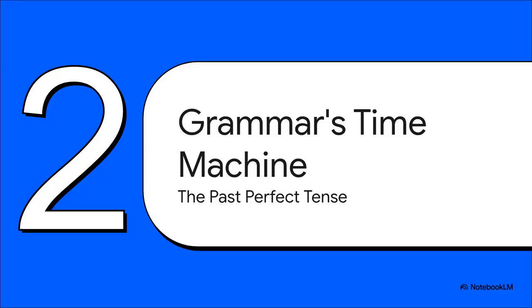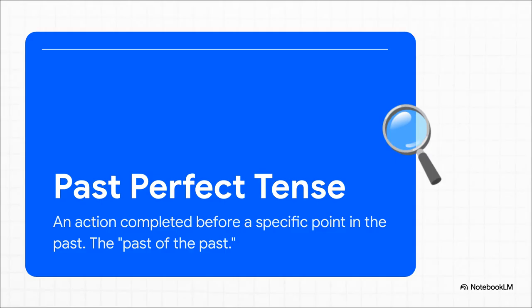The answer to our little puzzle is a fantastic bit of English grammar that honestly acts like a time machine for your sentences. It's called the past perfect tense, and trust me, it sounds way more complicated than it actually is. So what is it? The past perfect is what you use when you're talking about an action that was completely finished before another action in the past. The best way to think about it, and I love this phrase, is as the past of the past. It lets you take one extra step back in time.